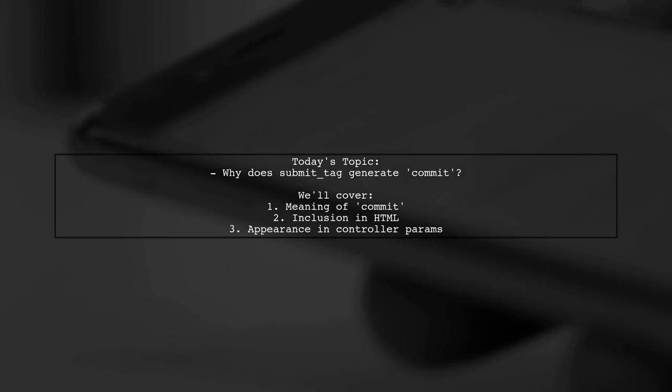Why does the submit tag generate HTML with the name commit property? This is a great topic that dives into the inner workings of Rails forms. We'll explore what commit means in this context, why it's included in the generated HTML, and how it appears in the controller parameters after submission. Let's get started.